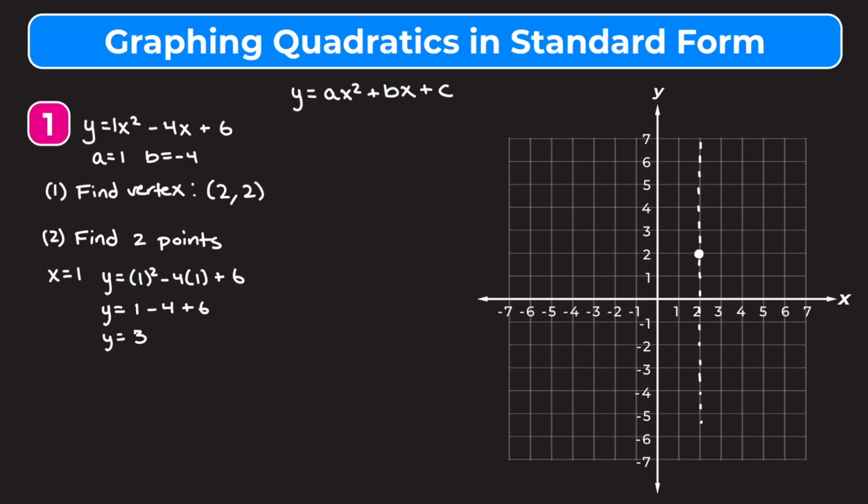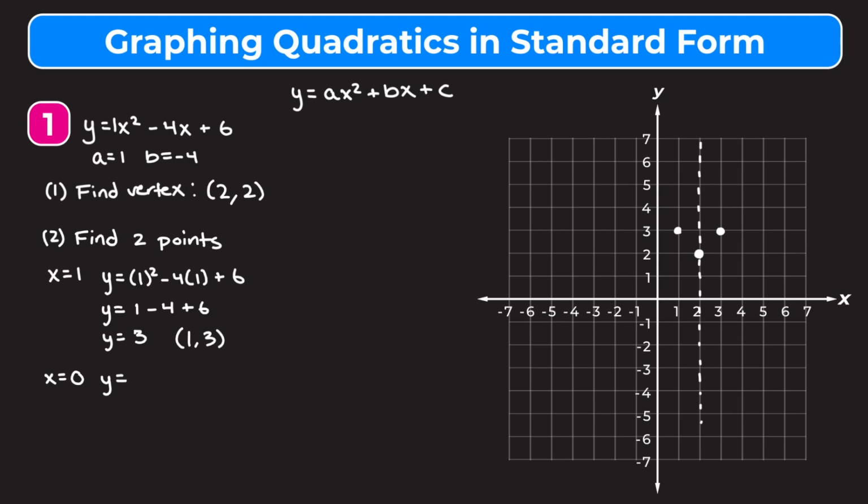So we're going to go 1, 3, and I'll just write this point so you guys know it's the point 1, 3. And now what we can do is just reflect that across the axis of symmetry. So we know that the point 3, 3 is also going to be on our graph. And now we're going to find one more point. So I'm going to plug in 0 because it's easy to plug in and it's pretty close to the axis of symmetry, so it won't be too high on my graph.